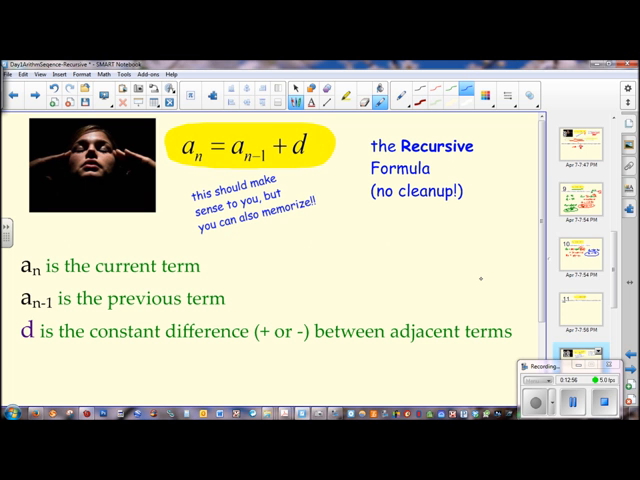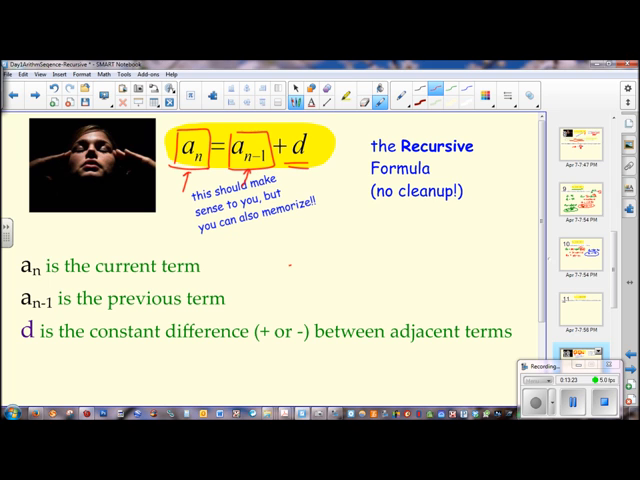We're going to take a look at the recursive formula. We've got an explicit formula, we've got a recursive formula. There's no cleanup involved in the recursive formula because it's pretty darn simple when you see it. This says that the term, the fifth term, is the fourth term plus your common difference, which should make a lot of sense. You can memorize it if you want to, but you ought to be able to come up with that. And it's always in terms of, we're using n minus 1 here.